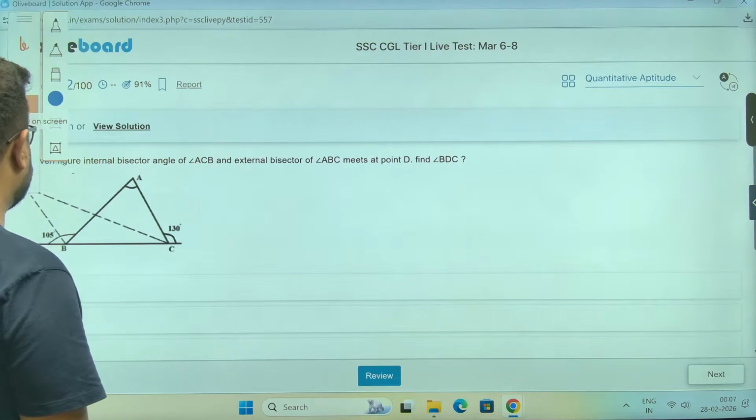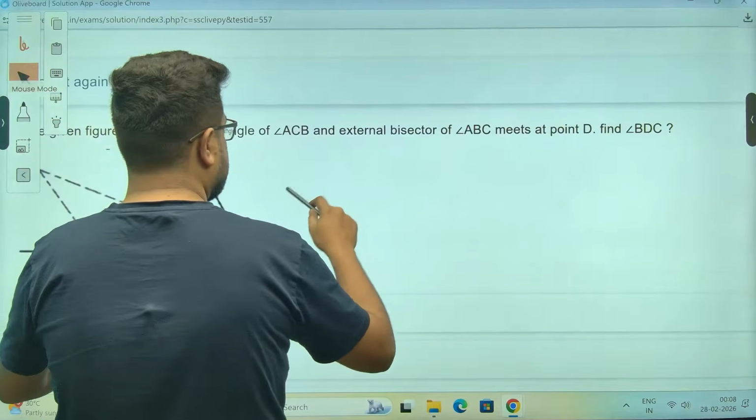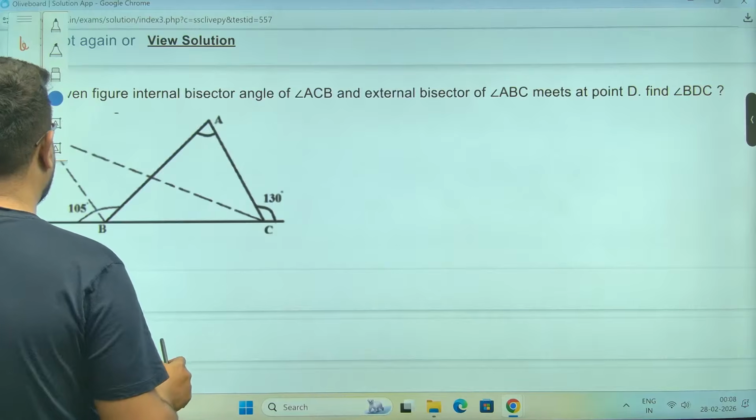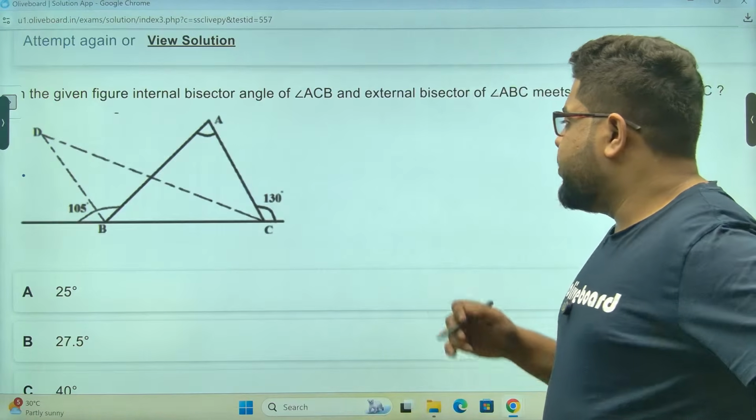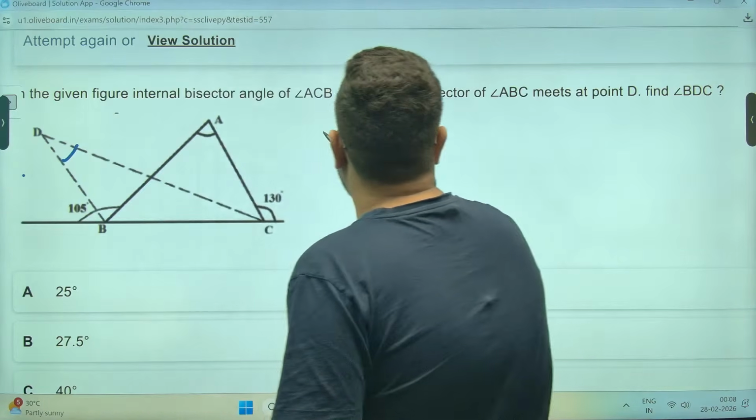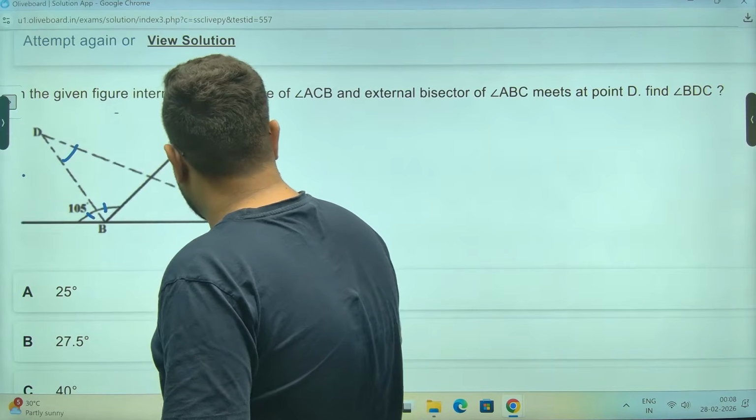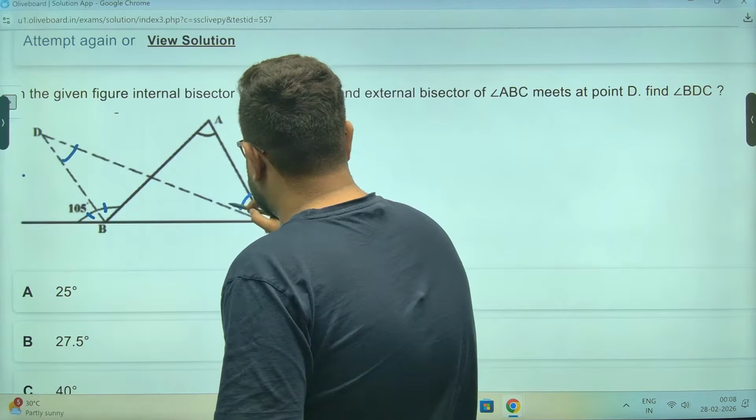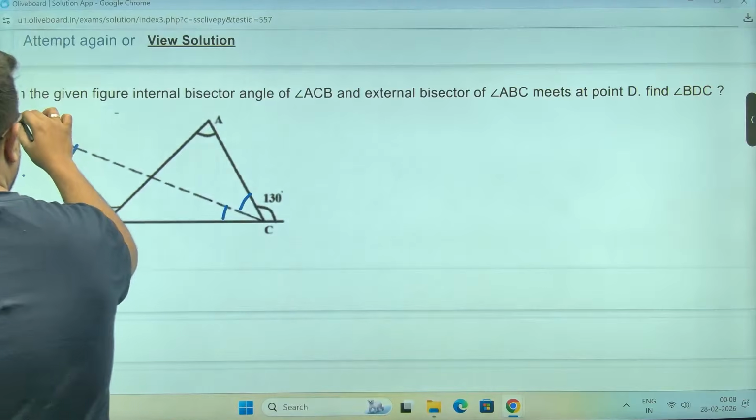So, angle bisector. They're asking angle BDC. Meaning this angle they are asking, and these two are the angle bisectors of ABC and ACB, meaning this angle is equal to this angle, and ACB also, this angle is equal to this angle, given. And they are asking us to find this angle.